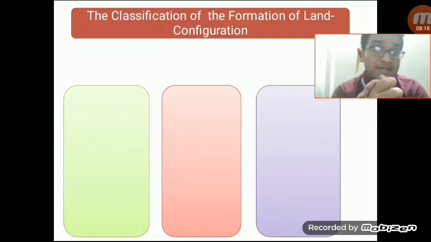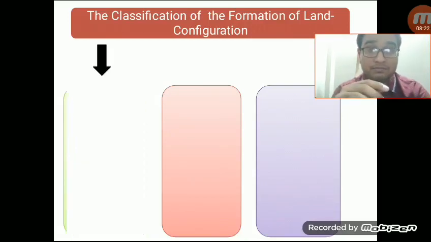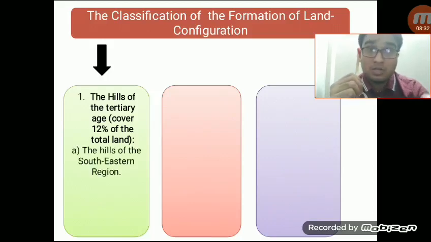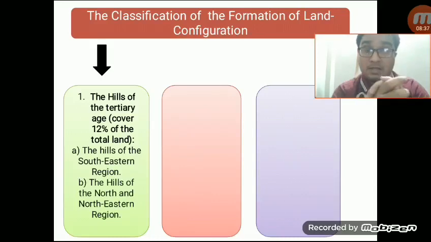of Bangladesh. Basically, there are three types of land in our country. First of all, the hills of the tertiary age, and it covers 20% of the total land, and there are two parts. One is the hills of the southeastern region, and second is the hills of the north and northeastern region.